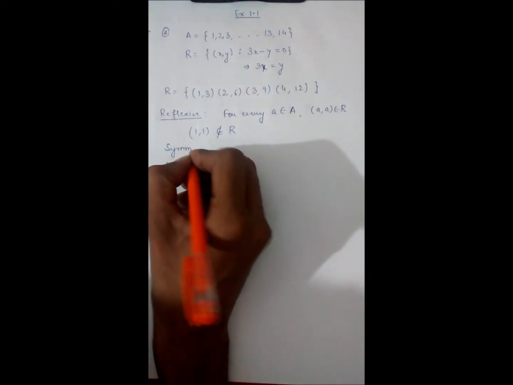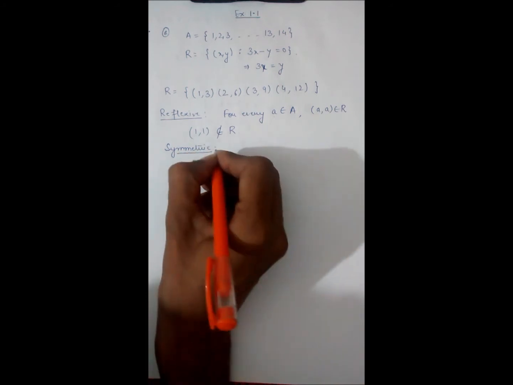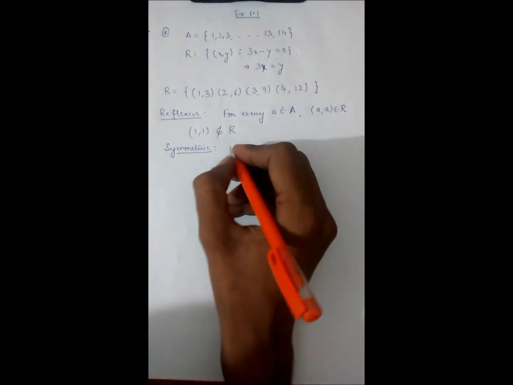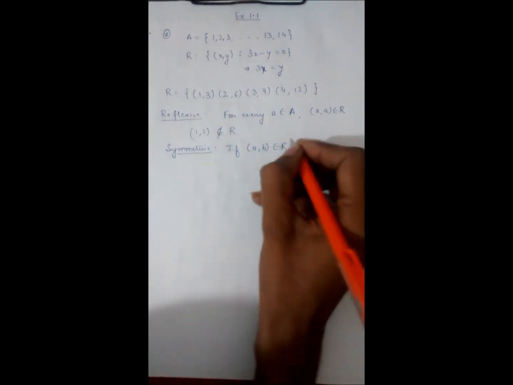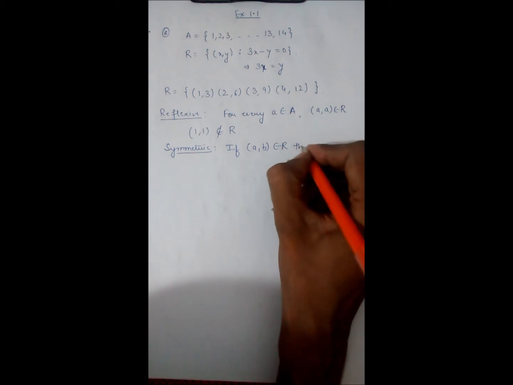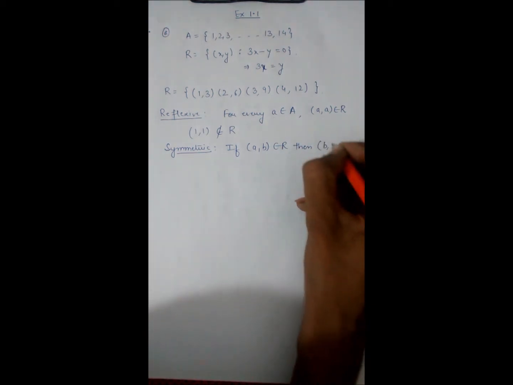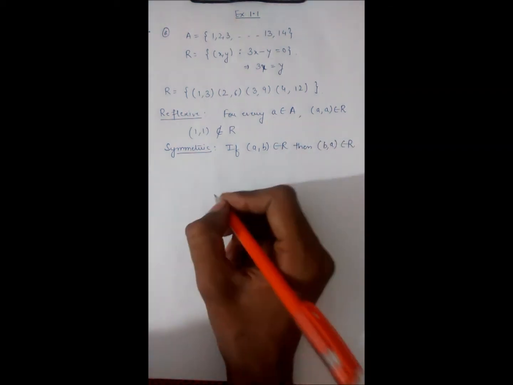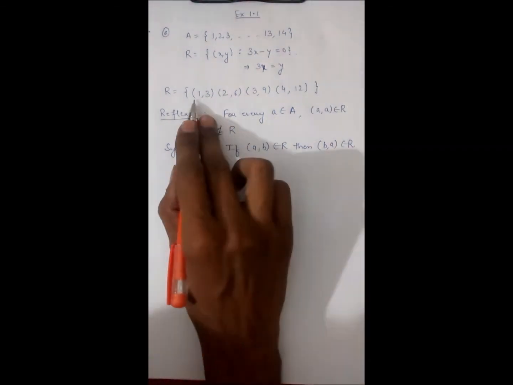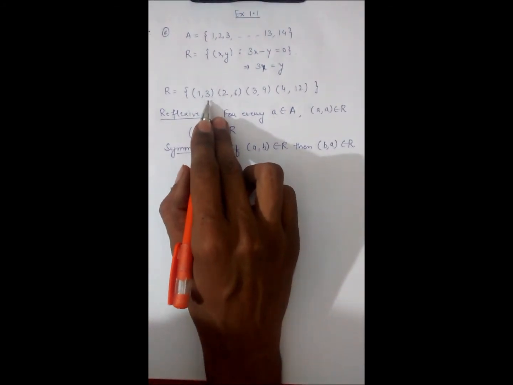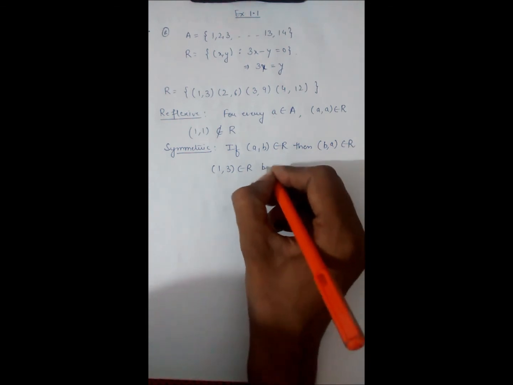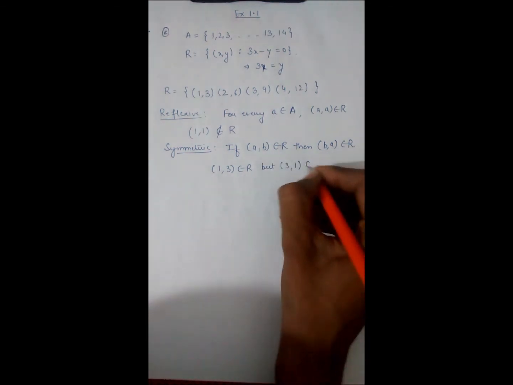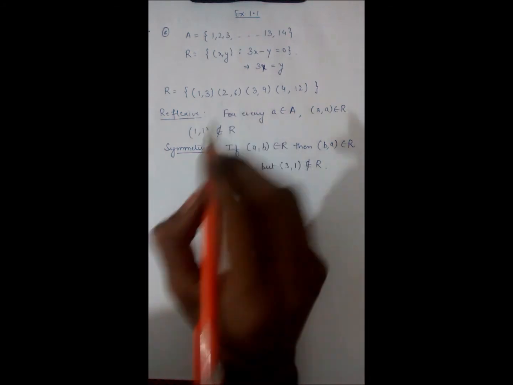Now symmetric. What does symmetry say? That if we have a pair (a, b) in R, then the symmetric pair (b, a) should also be in the relation R. Now (1, 3) is visible in R, but (3, 1) is not visible in R. Clear? (1, 3) belongs to R, but (3, 1) does not belong to R. Thus this is not symmetric.